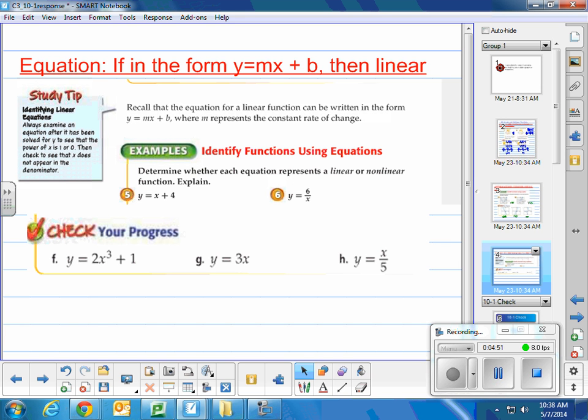Let's take a look at the first example. y equals x plus 4. That equation, exactly how it is, is in slope-intercept form of y equals mx plus b. Therefore, that one is linear. The next example, y equals 6 divided by x, is already solved for y, but it has an x in the denominator. If there's an x in the denominator, it is not linear.